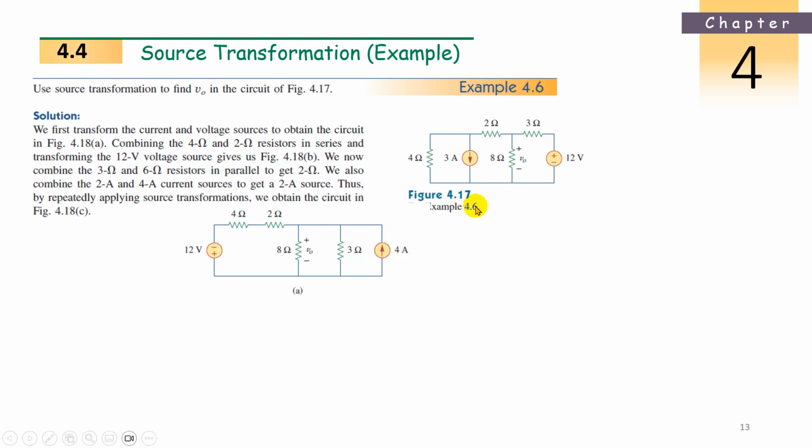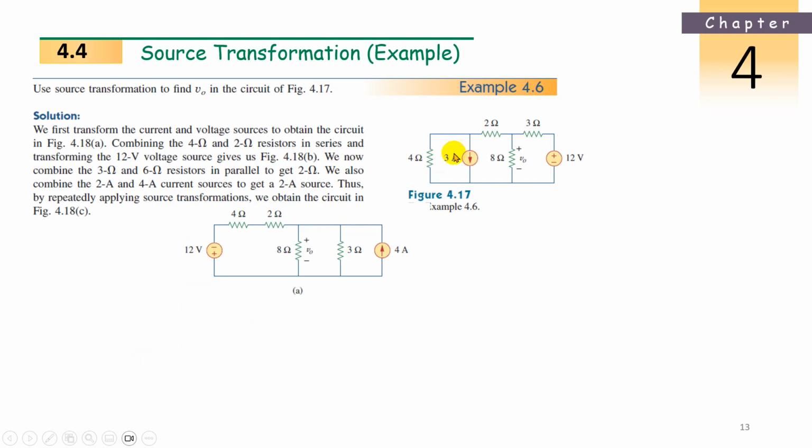I changed with V by R. 12 divided by 3. It is 4 amperes. Because it is plus minus, the battery upwards, current should be upwards. So this is one time. Next step I have to again change this here.